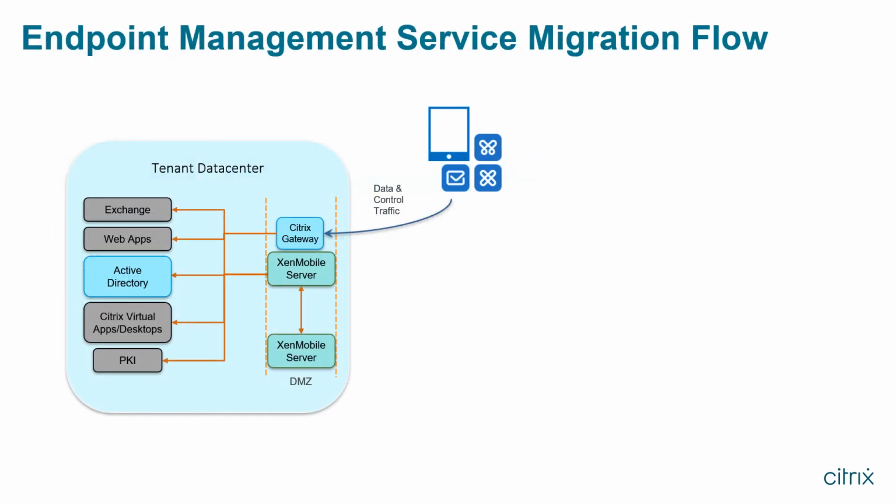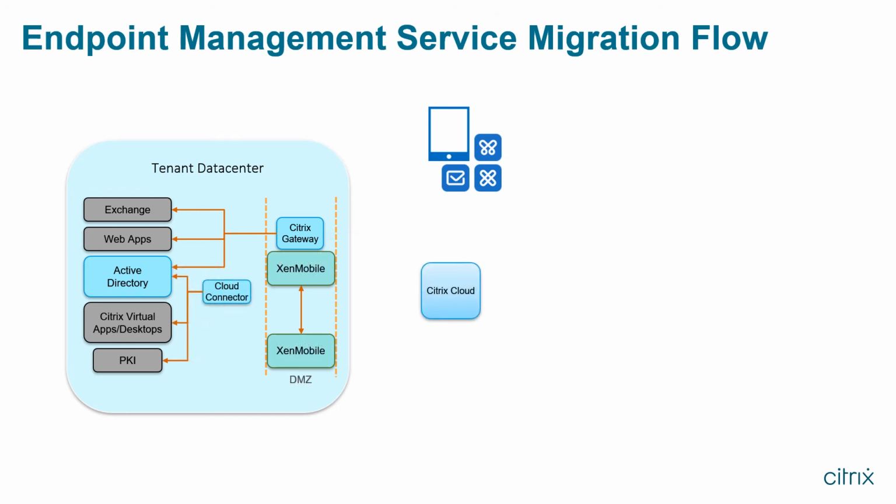The migration flow looks something like this. You start off with both control traffic and data traffic going to on-premise. Control traffic is your MDM enrollment traffic, device check-in, and policy push. Your data traffic is your MAM traffic, such as productivity apps like Secure Mail and Secure Web, and other internal micro VPN traffic.